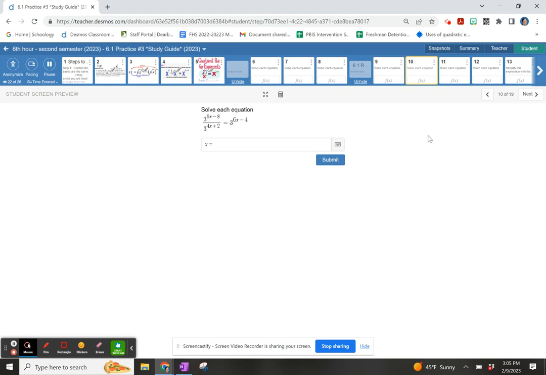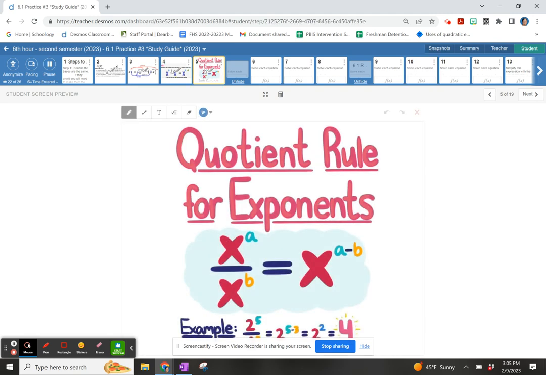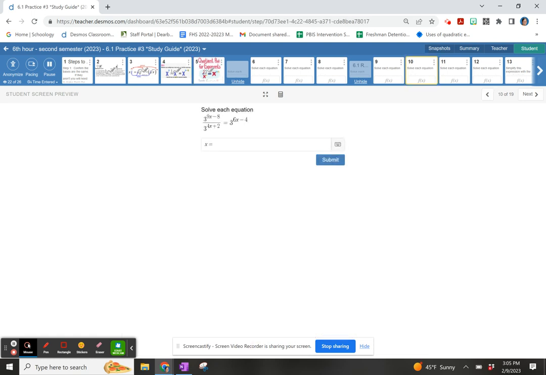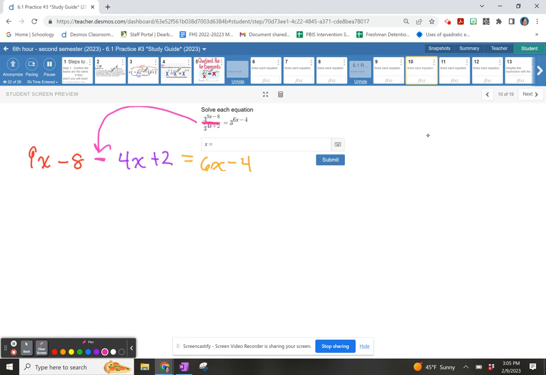Number 10, students have been tripped up on. This is the second one where when you are dividing same base, you need to minus. So my first exponent in the numerator is 9x minus 8. My second exponent is 4x plus 2. And my third exponent is 6x minus 4. Now this division right here means I have to subtract the exponent.